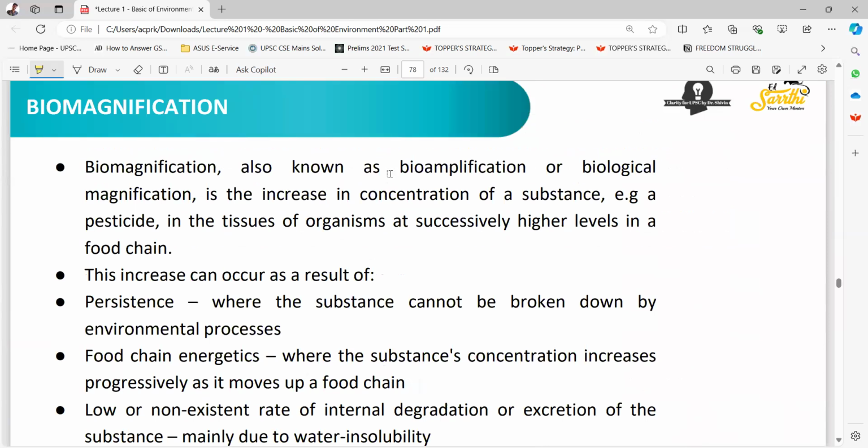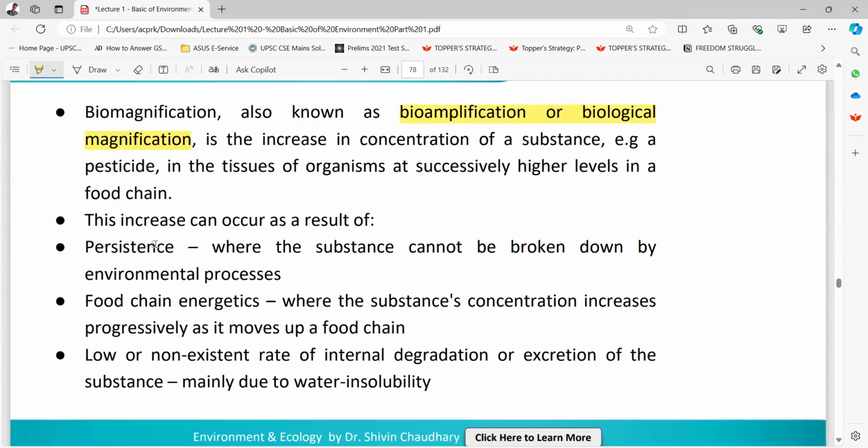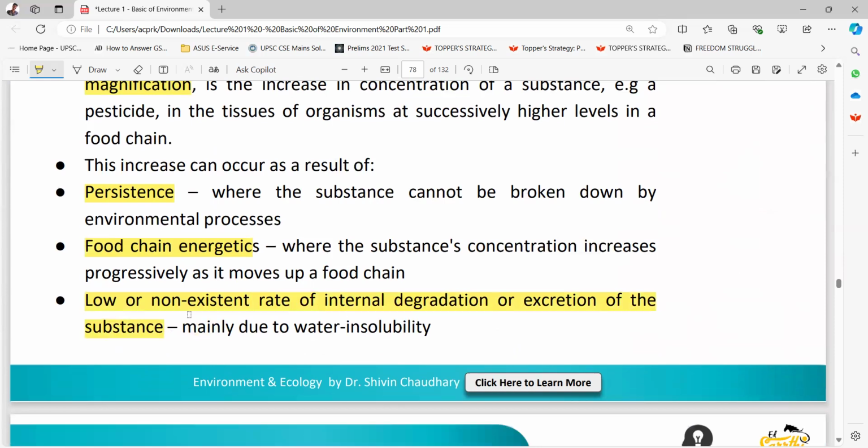Biomagnification, also known as bioamplification or biological magnification, is the increase in concentration of a substance, for example a pesticide, in the tissues of organisms at successively higher levels in a food chain. This increase can occur as a result of persistence, food chain energetics, low or non-existent rate of internal degradation or excretion of the substance.